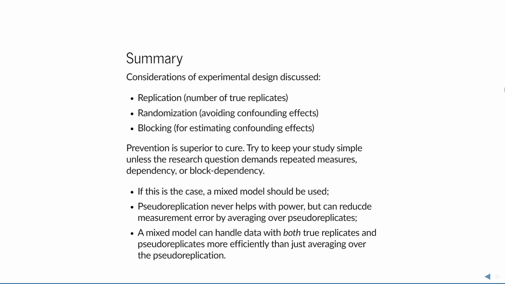And the last thing I want to say is pseudo-replication never helps with power, and it never helps you achieve your required sample size, but it can reduce the measurement error by averaging over pseudo-replicates. But you don't have to average over pseudo-replicates because we just discussed this really cool mixed model, which can handle data with both true replicates and pseudo-replicates, just by including a random effect for whatever you pseudo-replicated. So that would be a lot more efficient than just averaging over the pseudo-replication, and it might end up giving you better estimates. And that's everything I want to say for this lecture.